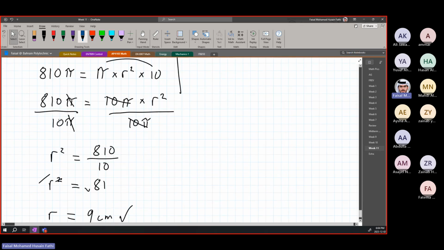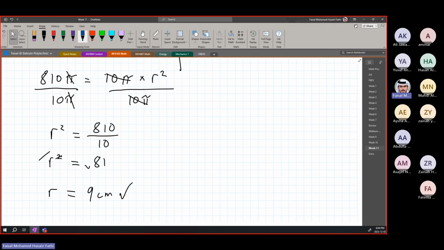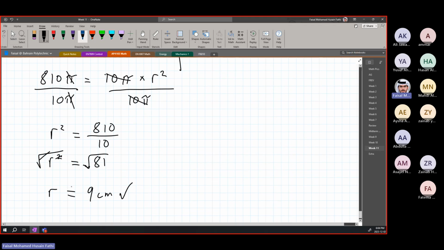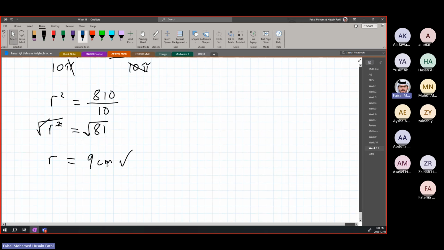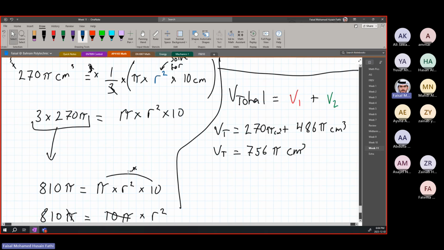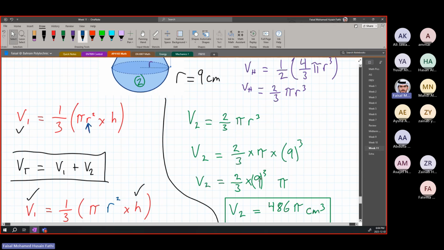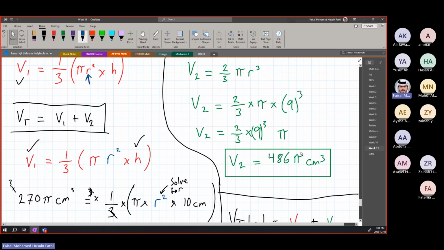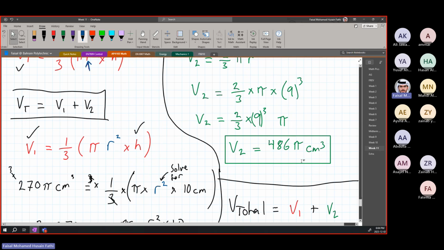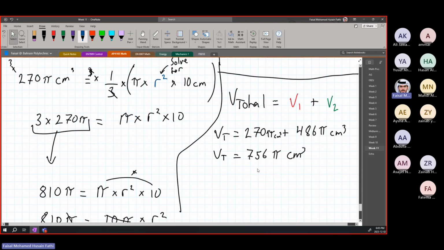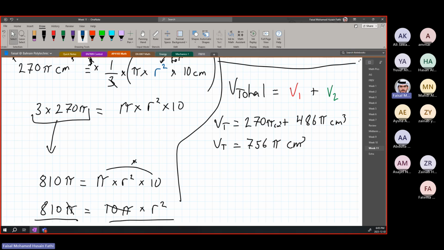The final step, you're going to have to do the square root, okay? And it will cancel the squared, and then you will find your radius. Once you find your radius, you can plug it back into the volume of the hemisphere in this case. We plugged it back into here. We solved for the second volume in terms of pi, because that's what the question asked for. And then V total, we just added V1 and V2, and we found 756 pi centimeters cubed to be the final answer.